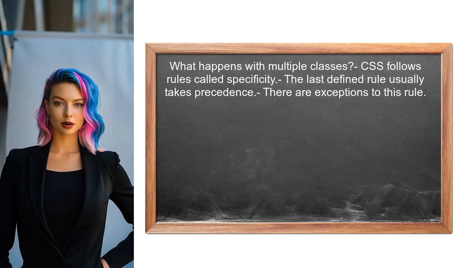So what happens when you have multiple classes with the same property? CSS follows a set of rules called specificity to determine which style gets applied. The last defined rule usually takes precedence, but there are exceptions. Let's explore this further.